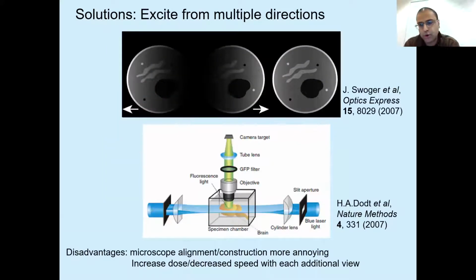Another simpler approach is just to excite from multiple directions. If there's a pronounced gradient from one side or the other, you could build a light sheet microscope that comes in from both sides, and then use image processing to take only the good part of each image and fuse them together. The disadvantage on the hardware side is you need more hardware; you need to come in from both sides. And of course, you need more dose, because you're introducing more dose for every additional view. Then you need to do some image processing. These are drawbacks of this approach, but it also works.